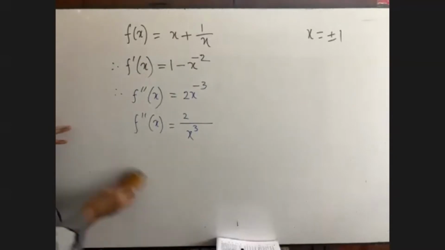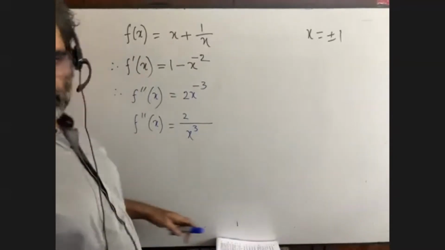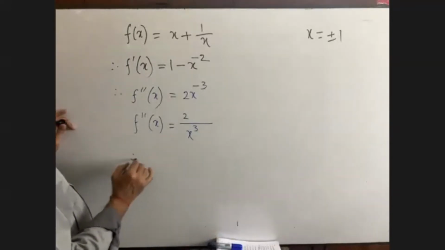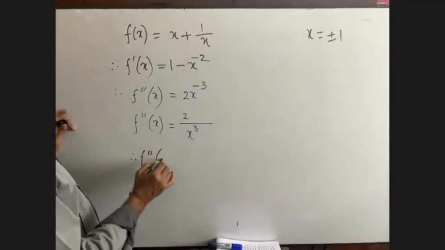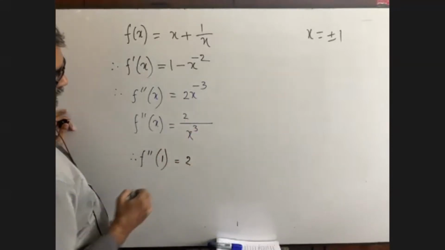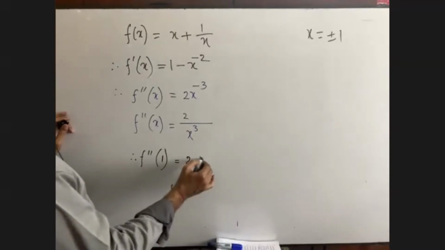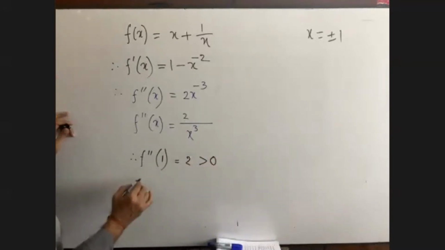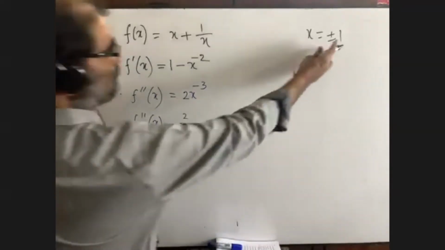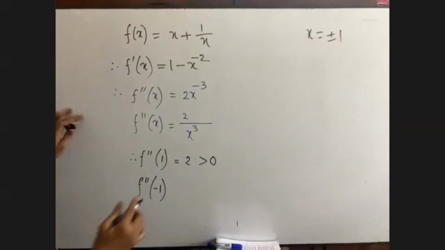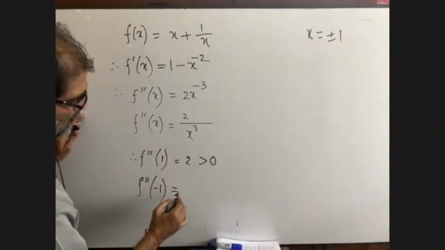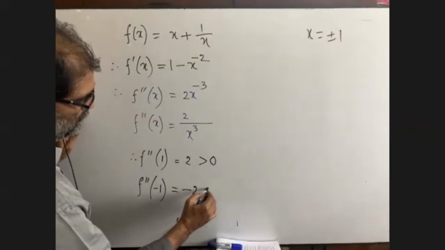When we get x equals 1, then f double prime at x equals 1 is 2 by 1, greater than 0. And for f double prime at minus 1, we have x equals plus minus 1. F double prime at minus 1 is 2 by minus 1 whole cube, that is minus 2, which is less than 0.